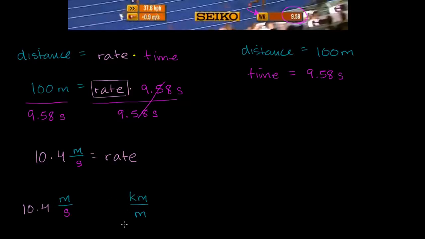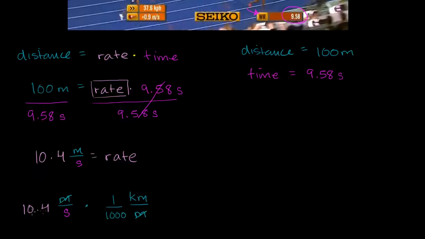But if we look at it this way, how many meters are in 1 kilometer? 1 kilometer is equal to 1,000 meters. This right over here, 1 kilometer over 1,000 meters, is 1 over 1. We're not changing the fundamental value. We're essentially just multiplying it by 1. But when we do this, what do we get? Well, the meters cancel out. We're left with kilometers and seconds.